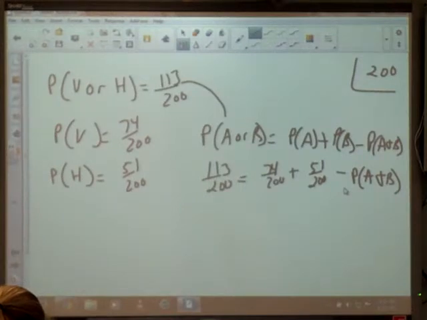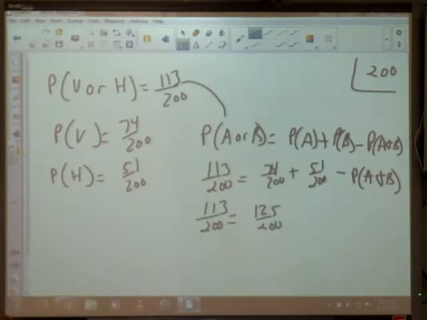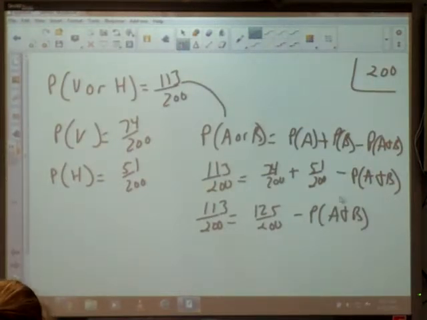Okay, so we're trying to solve for that unknown. It looks mean and ugly because you've got fractions, but first combine your like terms here. So it'll be 113 over 200 is equal to 125 over 200. Is that right? Five, 4 and 1, 7 and 5, yeah. 125 over 200. And then minus probability of A and B. If this bothers you, remember over here where my mouse is, the probability of A and B, that's just like your unknown. That's a big X. So you can just put an X in there if you want to.